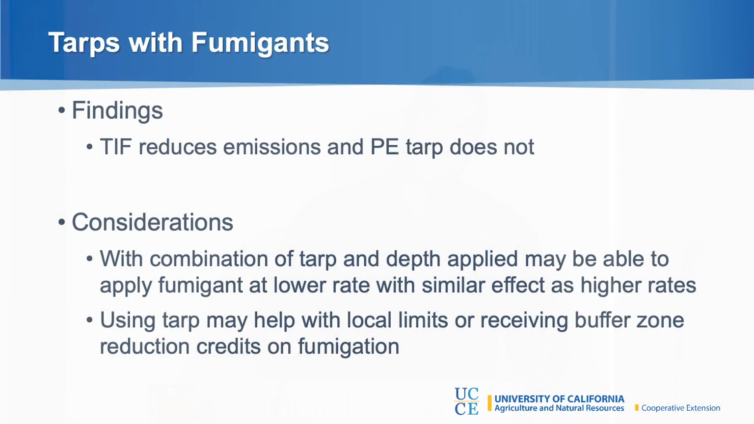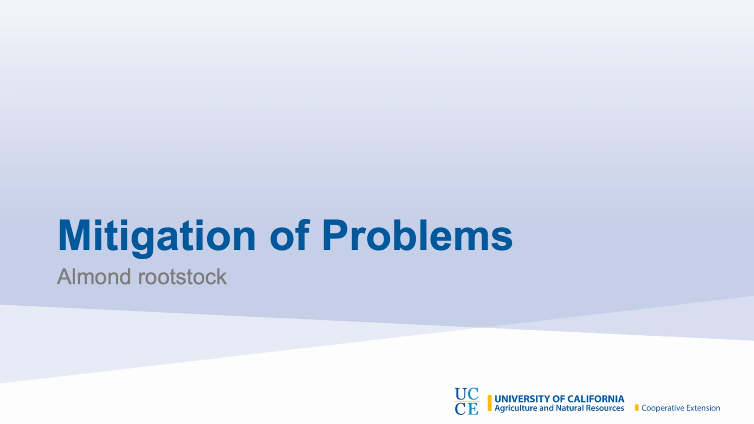Okay? And he did find that certain combinations of depth and tarping have different levels of effectiveness when it comes to tree crops, but I won't get into the overall specifics right now. So another mitigation measure as you're planting into your orchard is rootstocks.